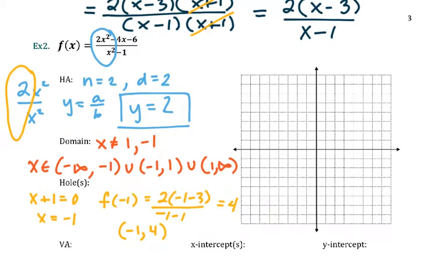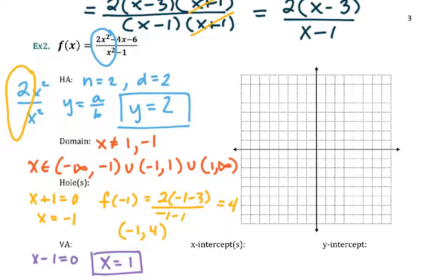The vertical asymptote is going to come from what we have left in the denominator, the factor that didn't cancel. So if we're thinking about the vertical asymptote, we're thinking about these two factors that didn't cancel. So I've got negative x minus 1 and x minus 1. If I were to set each of those equal to 0, I'm going to end up with x equals positive 1.